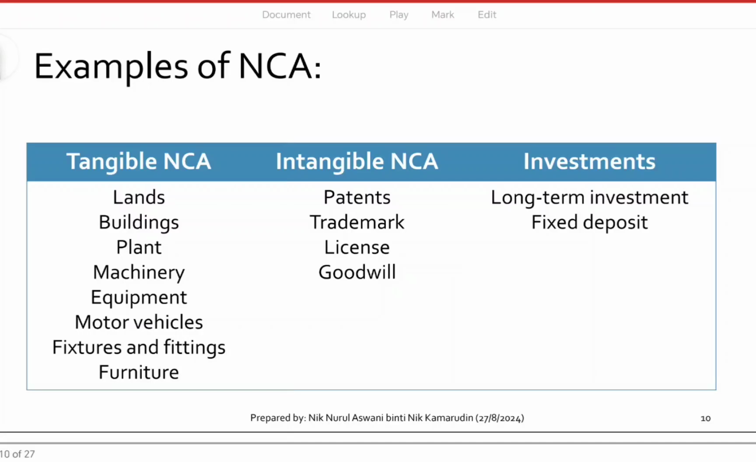For the tangible non-current asset, we have, for example, lands, buildings, plant, machinery, equipment, motor vehicle, fixtures and fittings, and furniture. And then for intangible non-current asset, we have, for example, patents, trademark, license, and goodwill. And the last one for the long-term investment, and then fixed deposit with a maturity period of more than 1 year. If it is less than 1 year, then it falls under current asset.